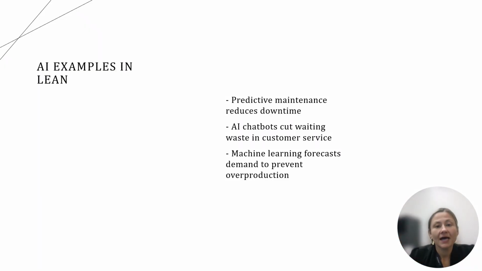So I did just want to add a little bit about AI examples that I've noticed in Lean. This is predictive maintenance, which reduces downtime, AI chatbots that cut waiting in customer service, and machine learning forecasts to demand inventory and prevent overproduction. I love that, and utilizing that tool in general is super efficient.